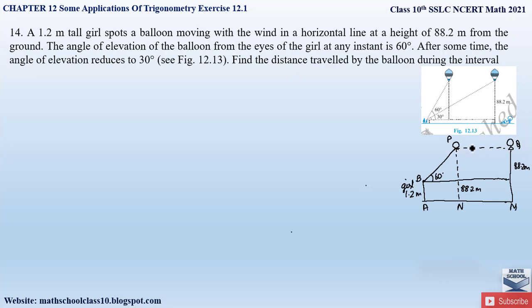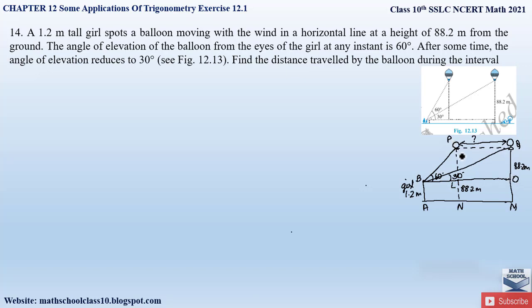Since the balloon has moved some distance, now the angle of elevation from the point where the girl is watching is reduced to 30 degree. Now this angle of elevation is 30 degrees. Right, so we have to find out this distance from point P to point Q, how much distance this balloon has traveled. So this we have to determine. Let us mark this point as L. Similarly, mark this point as O.